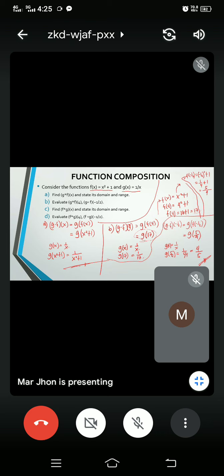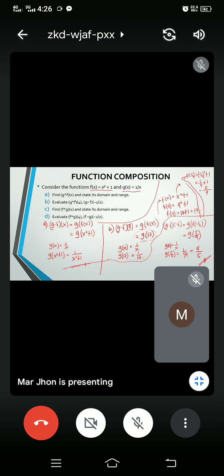F of negative 1: your f of x is x squared plus 1. So substitute your x as negative 1 half. You have negative 1 half squared plus 1, and negative 1 half squared is positive 1/4, plus 1. So 1 and 1/4, or 5/4. So now you have g of 5/4.